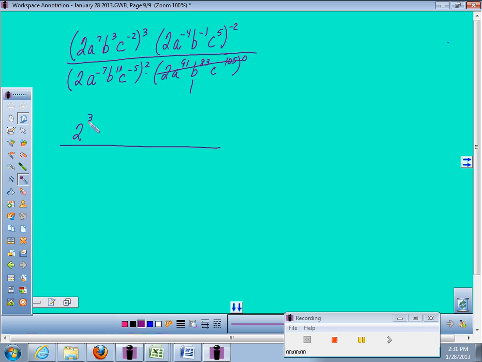So this will become 2 cubed. A to the what? A to the 21st. B to the? 9th. And C to the? Negative 6. And then, same thing over here. To the negative 2nd, yes. A to the? And a positive 8. Because negative 1 times negative 2 would be positive 2, and 2 to the negative 10.